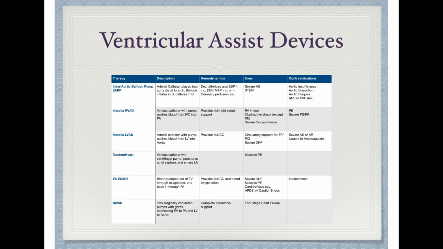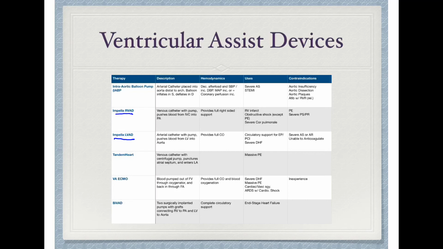Here's a table summarizing some of the ventricular assist devices that are currently in use and their indications. You see the Impella LVAD here, which provides full cardiac output. There are similar devices called RVADs, which are useful for patients with right ventricular failure.